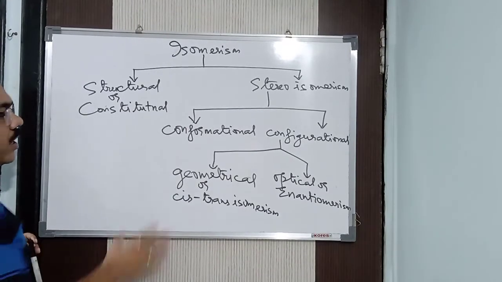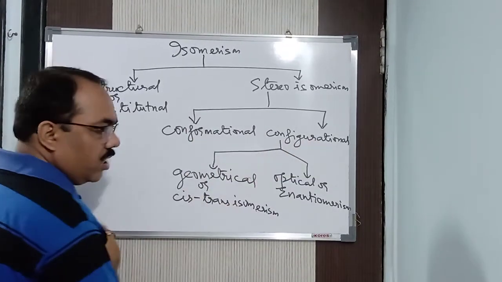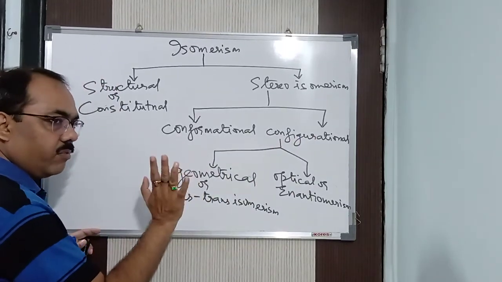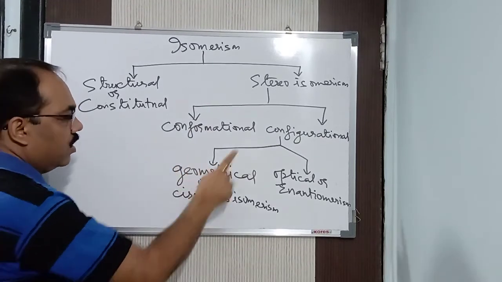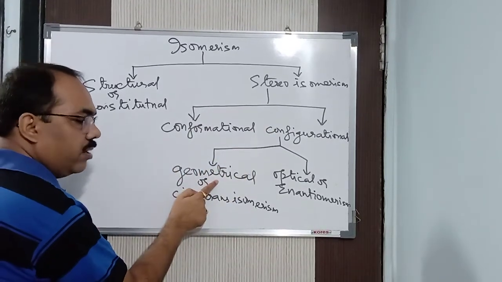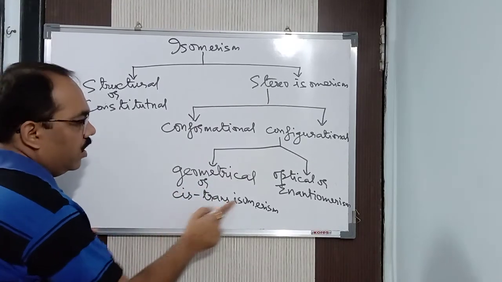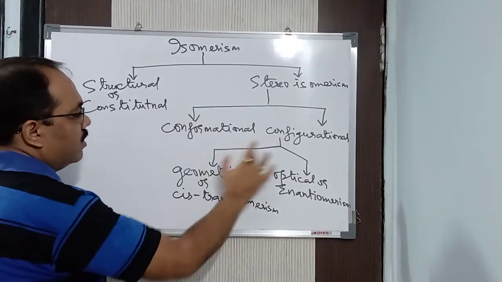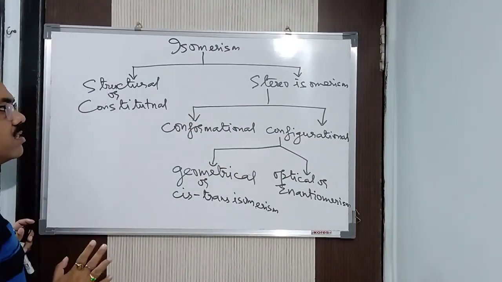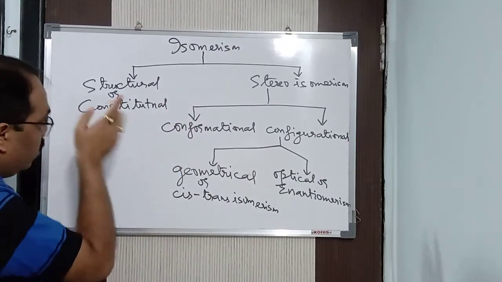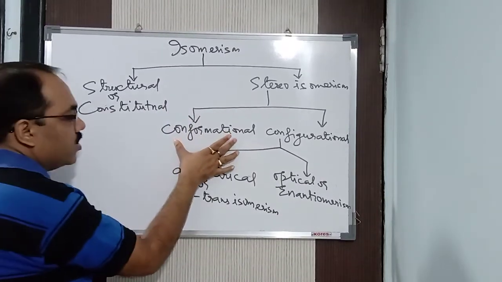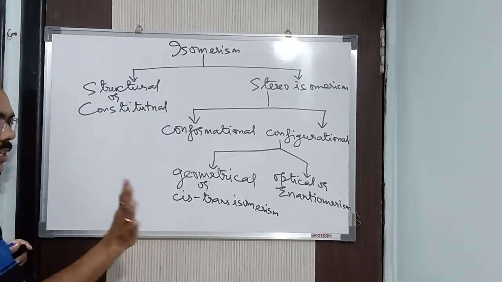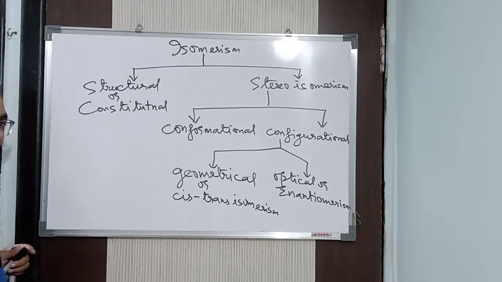Next, stereoisomers are divided into conformational and configurational isomers. Conformational has no further branches, but configurational isomers include geometrical or cis-trans isomers, which we have studied already, and optical isomerism or enantiomerism. So these come under stereo. This is the basic first part. You will be studying more about conformational, geometrical, and optical, and of course a little bit about constitutional. Altogether you are going to study a lot of things now.